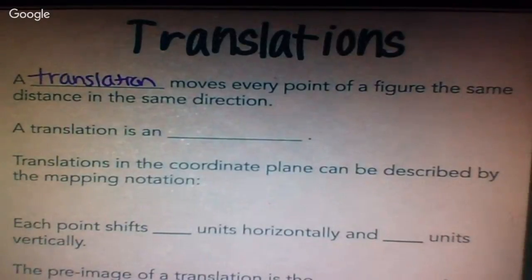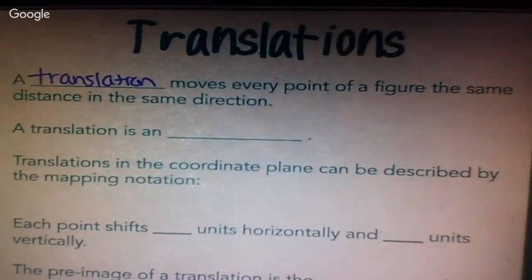A translation is a slide. A transformation is the change that happens. A transformation can be any one of the ones. So what this does is it moves every point of a figure the same distance in the same direction. So you can't move one point up 2 and the next point up 1. They all have to move the same distance in the same direction.